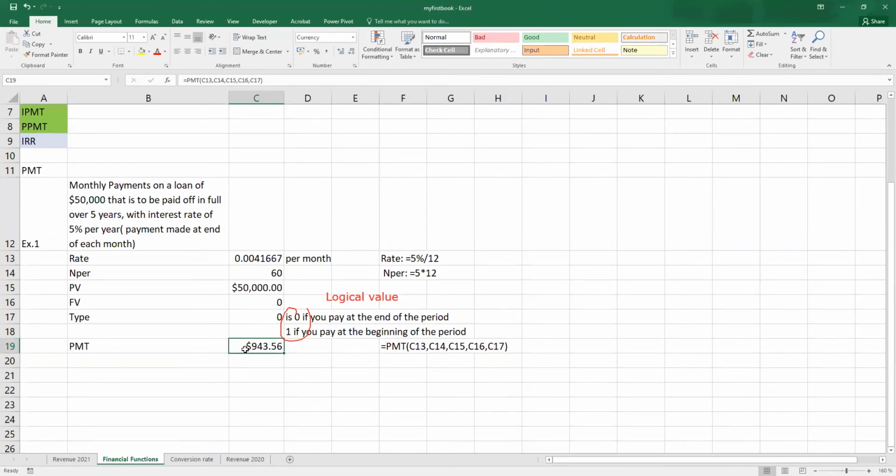The negative value here means that when the money is out of your pocket, it must be negative. Compare with the PV, or present value: on the first day of the loan you receive the money from the bank, $50,000, so that's why it's positive. So negative 943.56 is not wrong, as long as it is an amount of money.